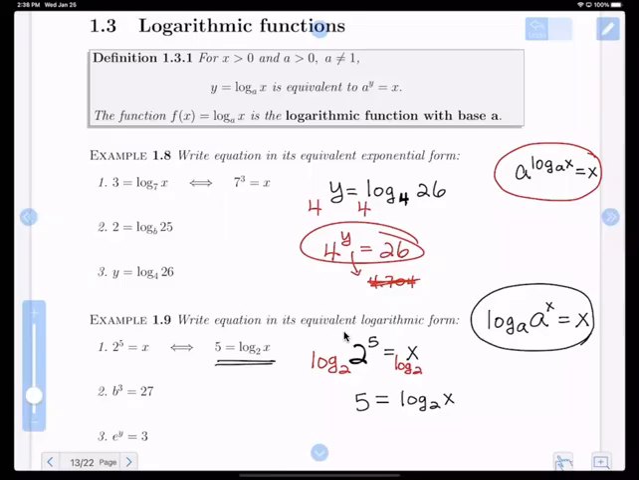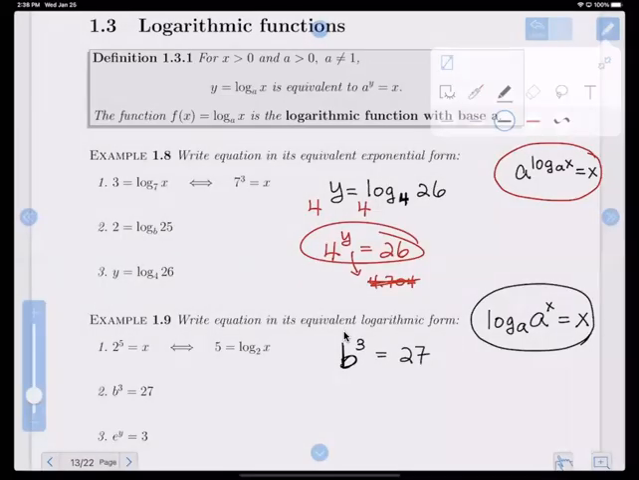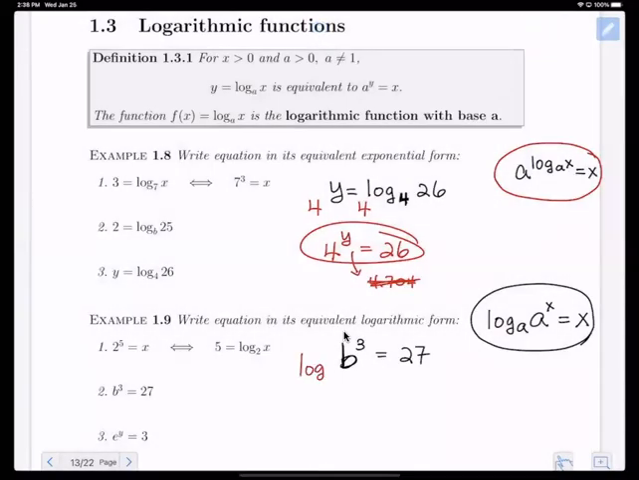Okay, try the next one. Try again. b cubed is 27. Here is a base b. Log base b. So the left side is 3, the right side is log base b of 27.